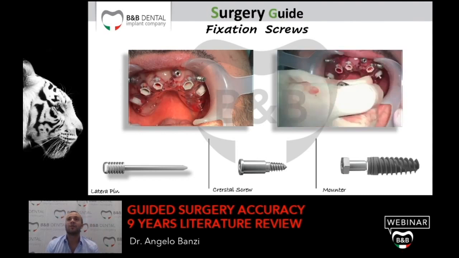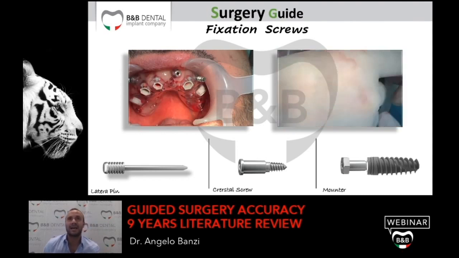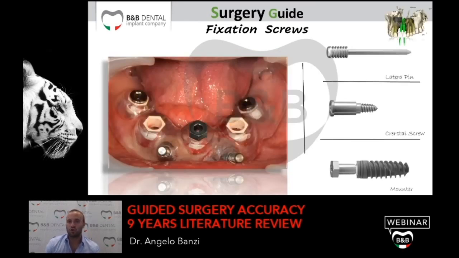Okay, let's move on. Lastly, we also have the mounter, which can work as a fixation screw. The mounter allows me to place the implant in the right position, checking also the right position of the hexagonal inner face of the implant. Important, really important, especially when I choose to work with angulated abutments.